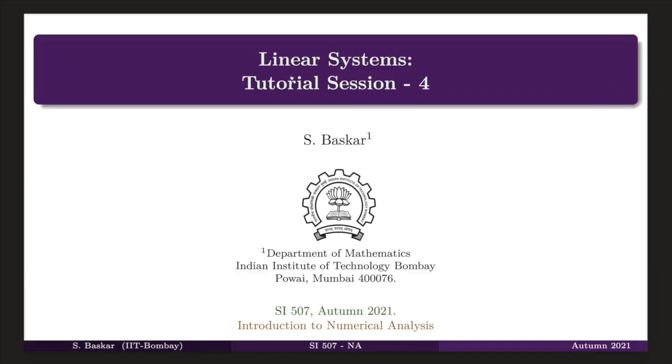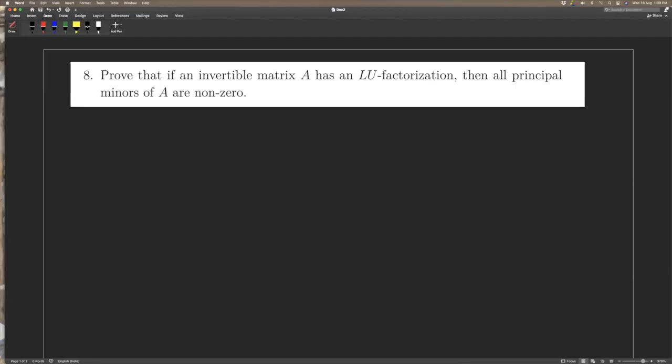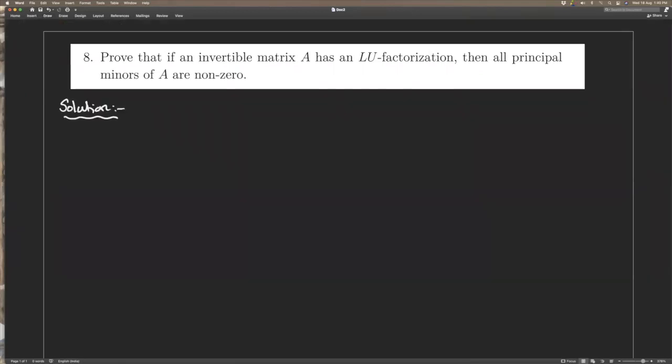Well, students, in this lecture, we will do some exercise problems from chapter number 3. Let us take up problem number 8. The problem says that if an invertible matrix has an LU factorization, then we have to show that all its principal minors are non-zero. Let us see how to prove this result.